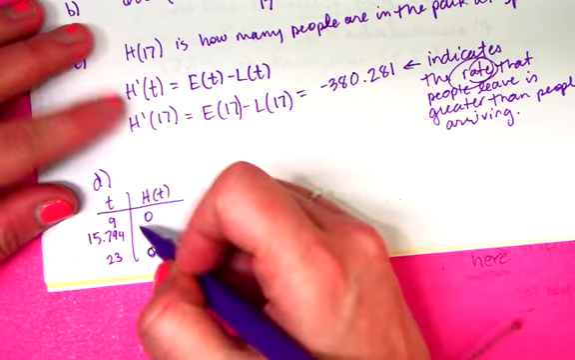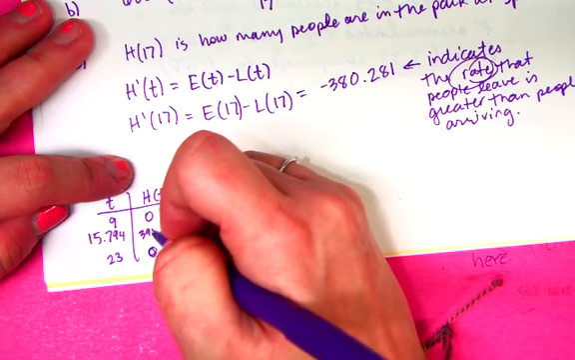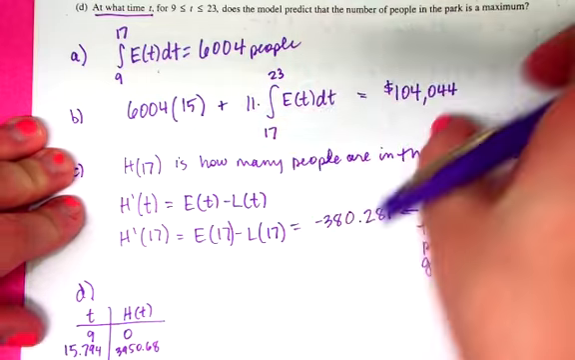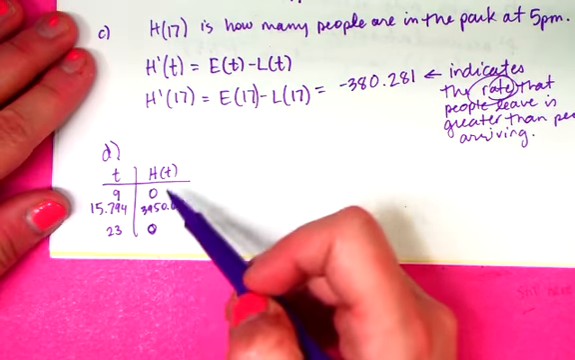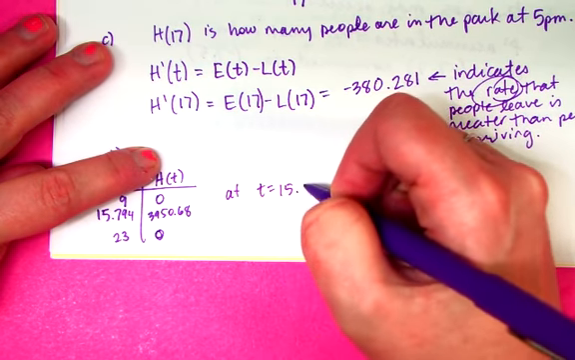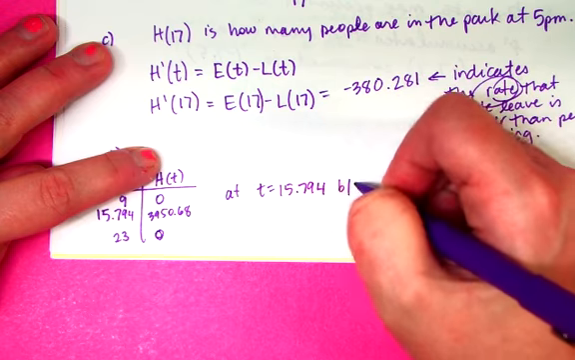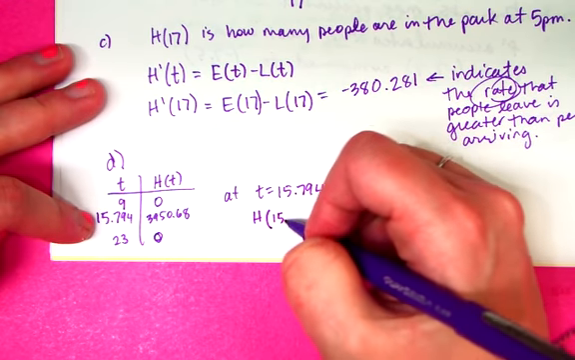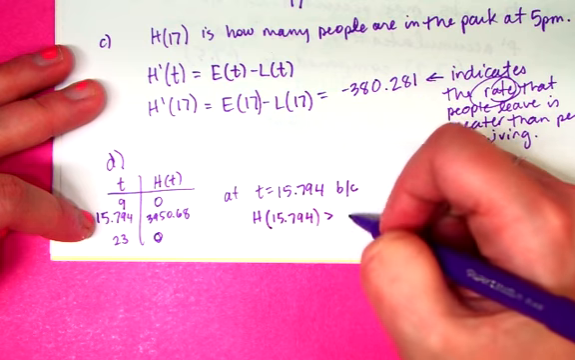So this is not the answer. Even though I went out of my way to find this to kind of help you guys understand what's going on here, this isn't my answer because it says at what time t. That's just my verification that it was what I was hoping for. So at t equals 15.794. And I would just say because h of 15.794 is greater than h of 9.